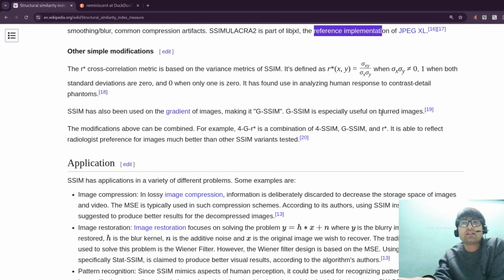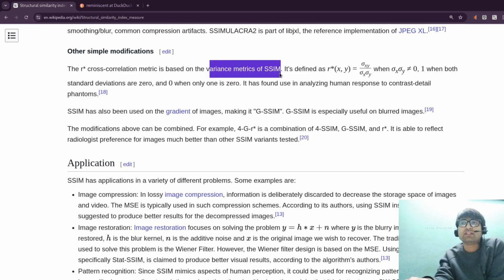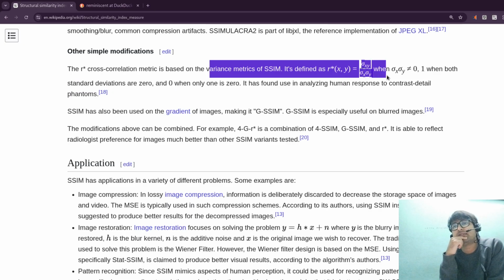Other simple modifications: the R* cross-correlation matrix is based on the variance metric of the SSIM. It is defined as R*(x, y) is given by the covariance of x and y divided by sigma x times sigma y, where sigma x times sigma y is not equal to 0, and 1 when both standard deviations are 0.